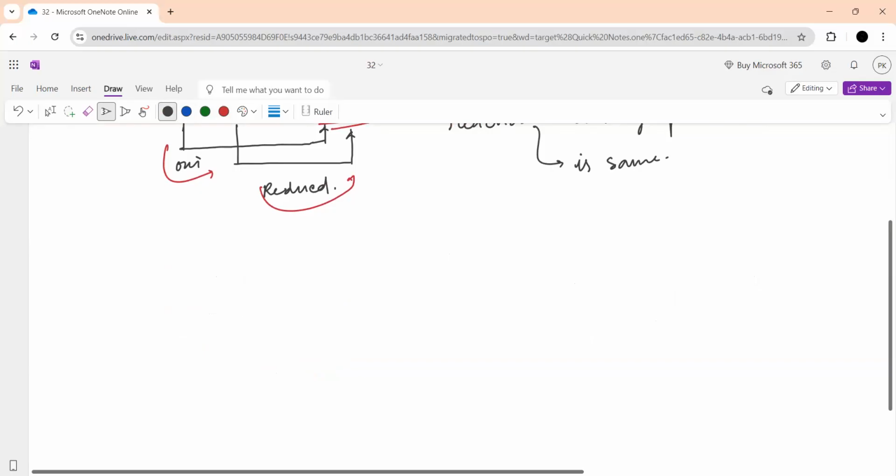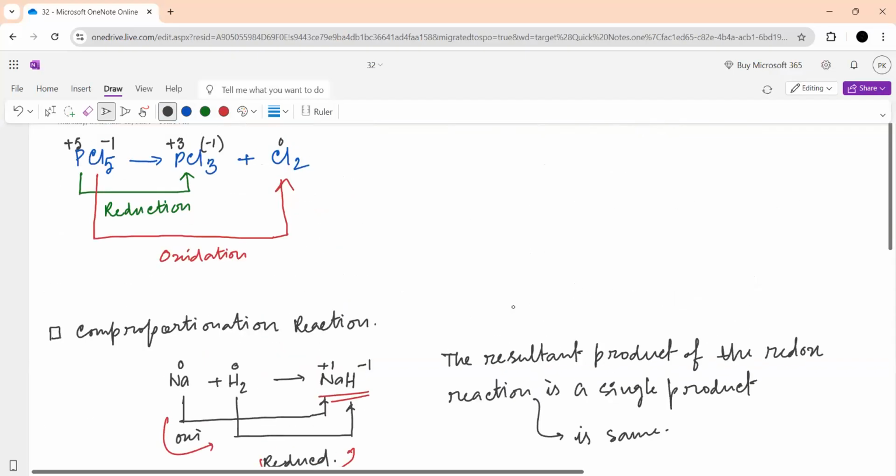This we did in the last class, and today we are going to do the disproportionation reaction. Okay. So the example we were doing, this is a disproportionation reaction. By looking at this reaction, can you try to define what a disproportionation reaction is?